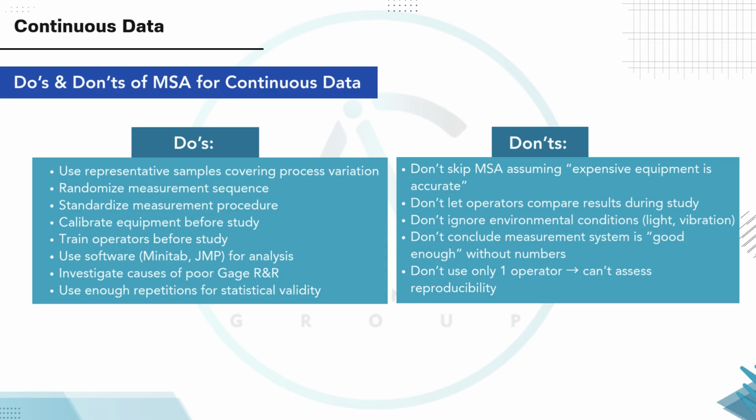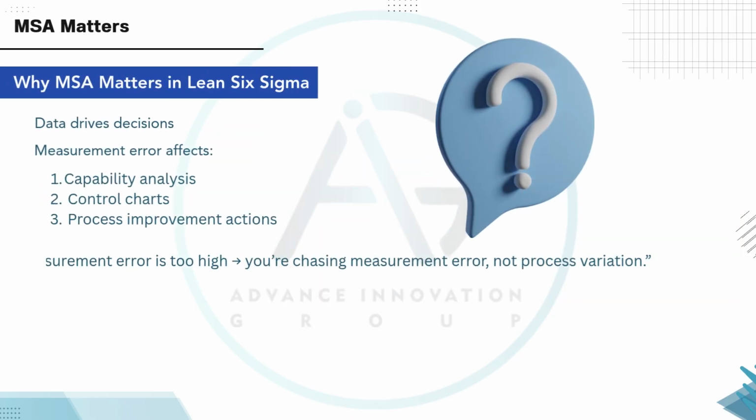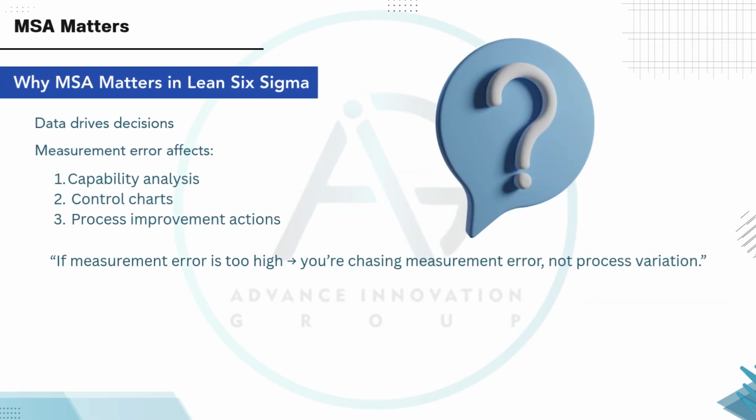This slide highlights why measurement system analysis, or MSA, is so critical in Lean Six Sigma. First and foremost, data drives decisions, and in Lean Six Sigma, we rely heavily on data to make informed choices throughout our improvement projects. However, if the data we're basing our decisions on is flawed due to measurement error, then the quality of our decisions is compromised.